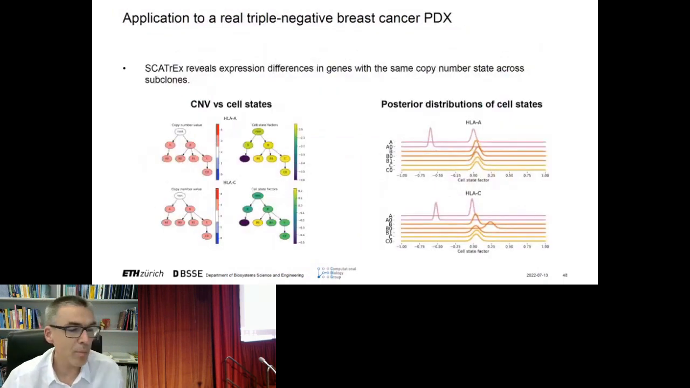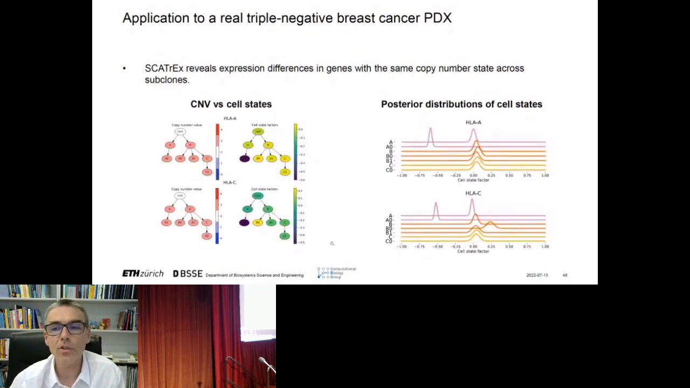And here's one such example for immune genes, HLA-A and HLA-C. The copy number tree is on the left-hand side with the estimated copy number states. And then if you look at the cell state factor on the right-hand side, you'll see that one of these estimated nodes, A0, so this is a sub node of clone A, actually has a negative factor here. So that means the level of expression is much lower here than we would expect based on the copy number state and, of course, also the other noise factors.